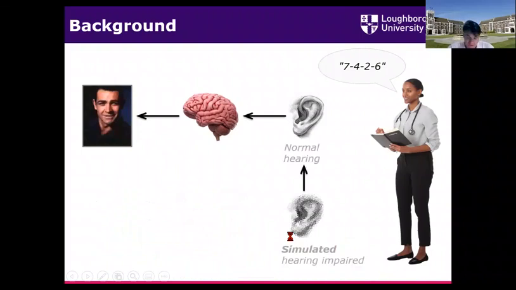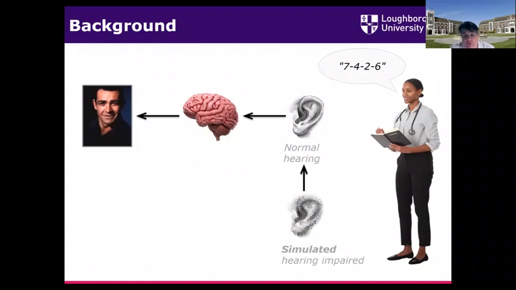One way to disentangle these two effects is to simulate hearing loss in normal hearing participants. In other words, to make normal hearing listeners momentarily hearing impaired. And so in this case, the normal hearing listener will listen to the digit sequences once unprocessed, and then again after processing the sequence, listening to these processed stimuli through their normal ears, and then compare those results.